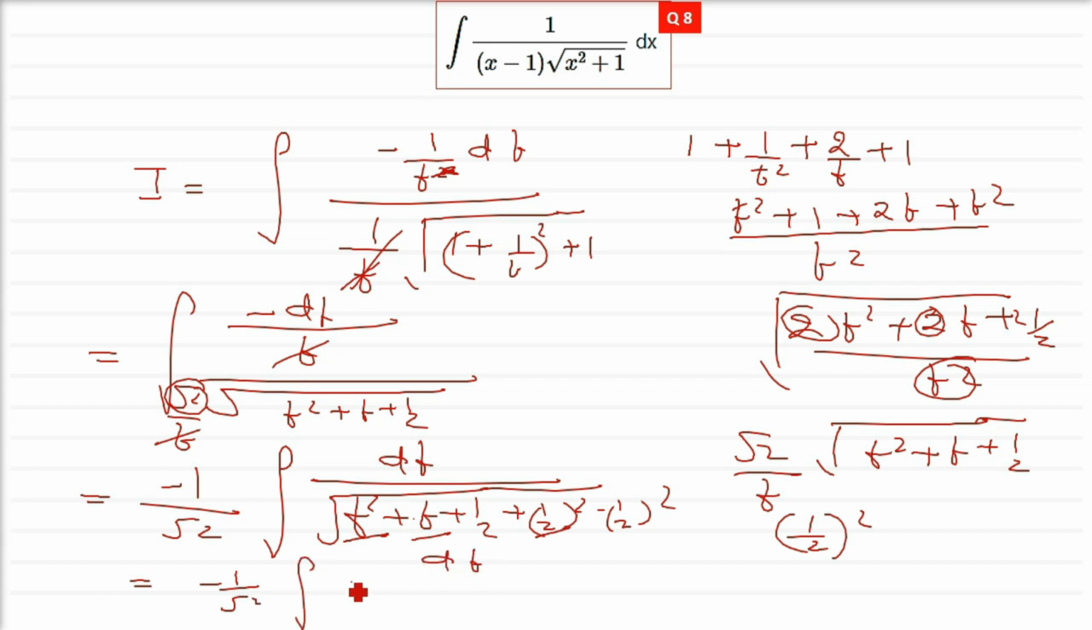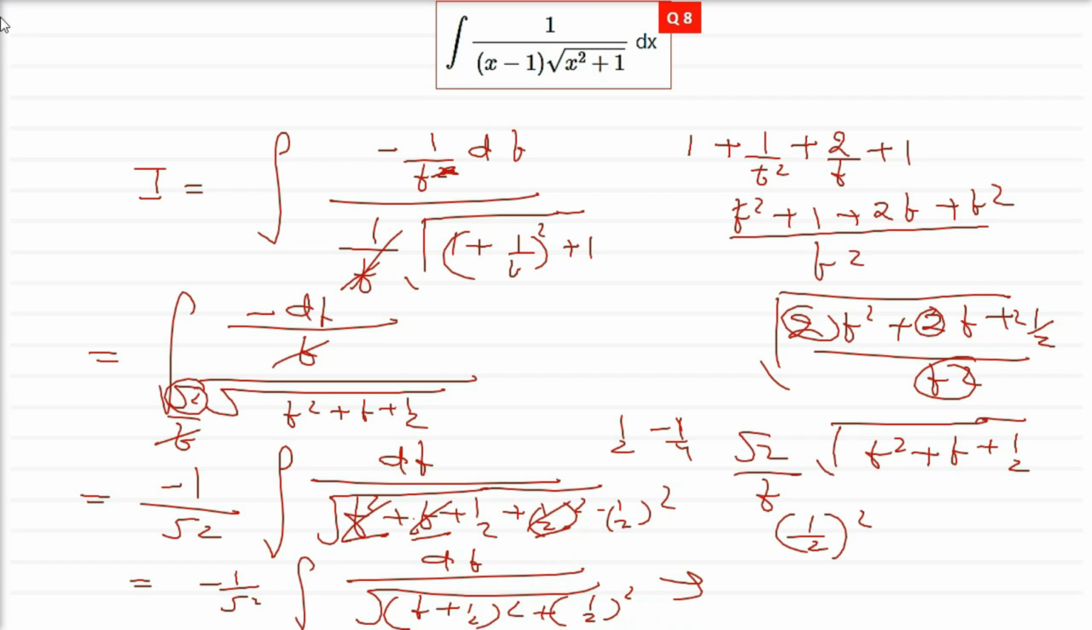Negative 1 by root 2 remains there, dt divided by t plus 1 by 2 whole square. We have accumulated these three, collected and formed a square out of it. Half minus half square, that is half minus 1 by 4, which gives you 1 by 4. So you can write plus 1 by 2 whole square. It's basically half minus 1 by 4, which gives you a quarter. If you subtract a quarter from a half, you'll get a quarter.